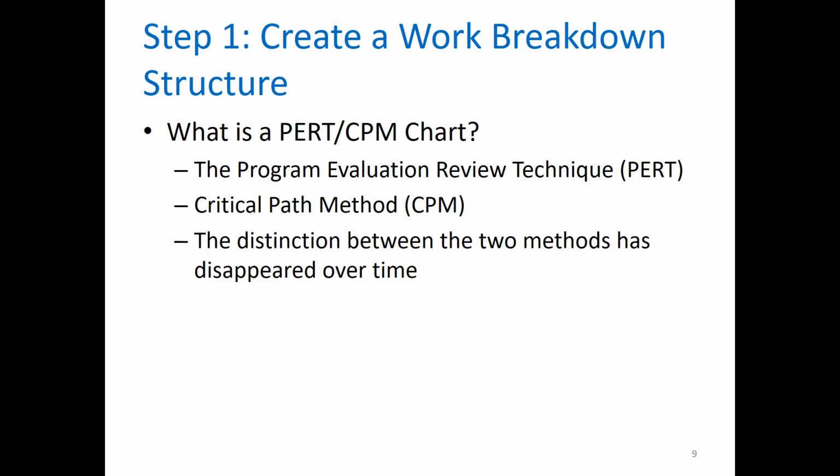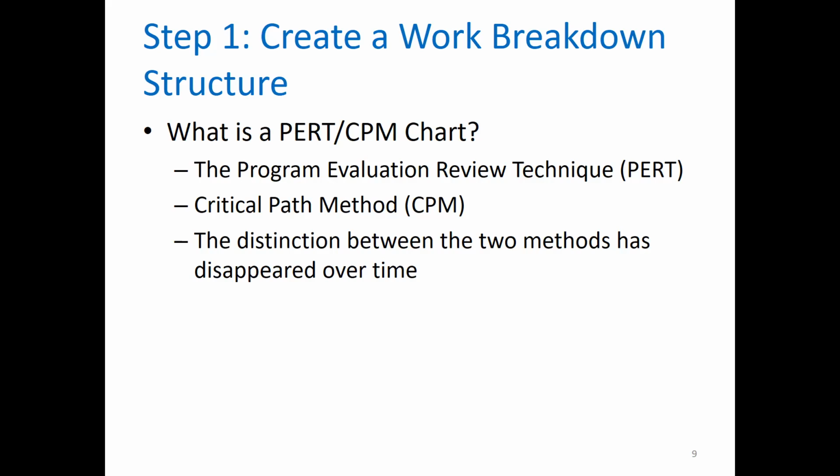What is a PERT or CPM? CPM stands for Critical Path Analysis. PERT stands for Program Evaluation Review Technique. The distinction between the two methods has disappeared over time. Initially, PERT and CPM charts used to be two different charts. Over time, they have been combined, and now they are called the PERT CPM chart.